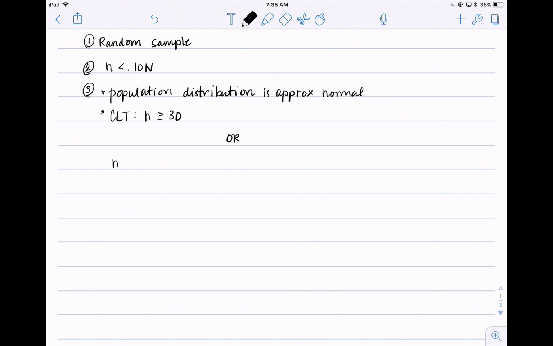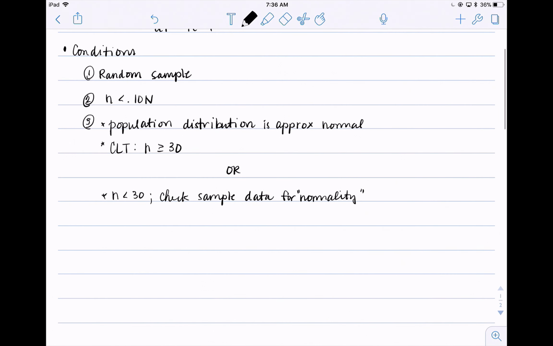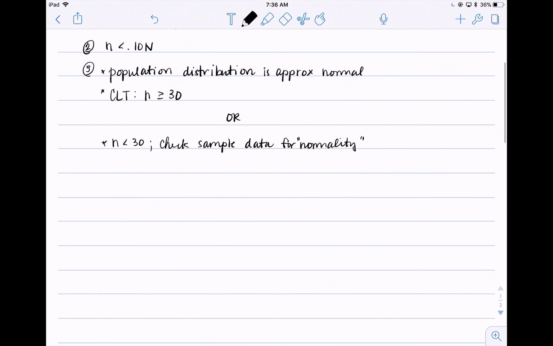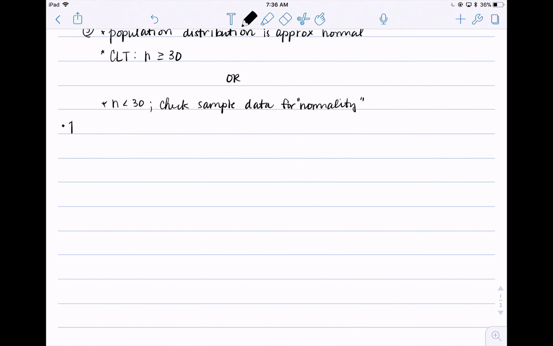So if n is less than 30, and nothing is said about the population distribution, then what we're going to have to do is check the sample data for normality. By checking sample data for normality, we're just going to check that it's not too skewed or that there are no extreme outliers, so that we can assume it comes from a normally distributed population. And of course, we proceed with caution. So keep in mind that we still have conditions to do, and we still have a procedure.